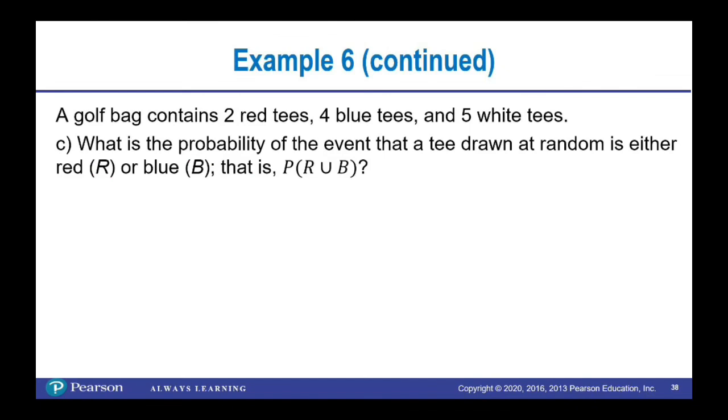In part C, we're finding the probability of red or blue. There is no overlap between these 2 events, so I can add the 2 probabilities together. The probability of red is 2 out of 11. The probability of blue is 4 out of 11. Gives me a total of 6 out of 11.